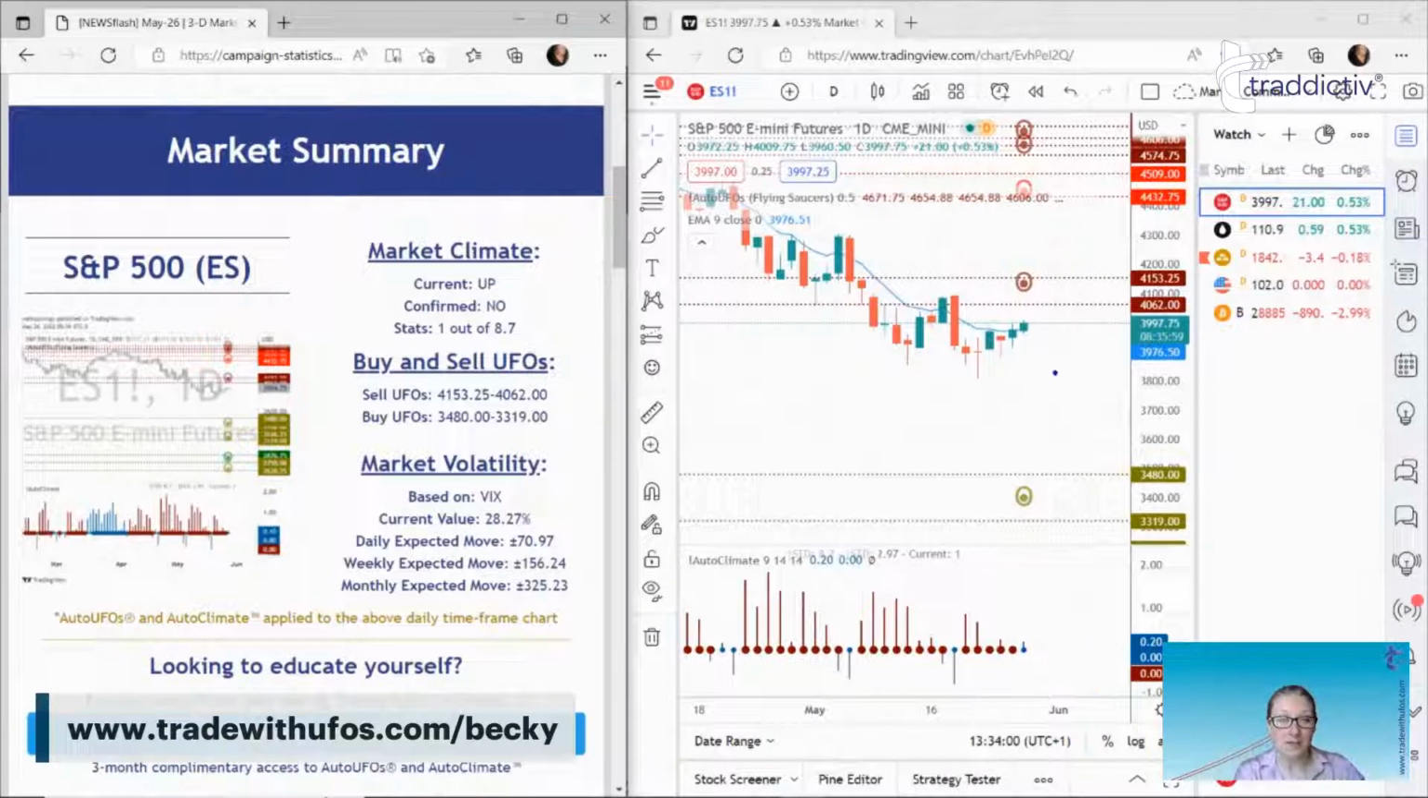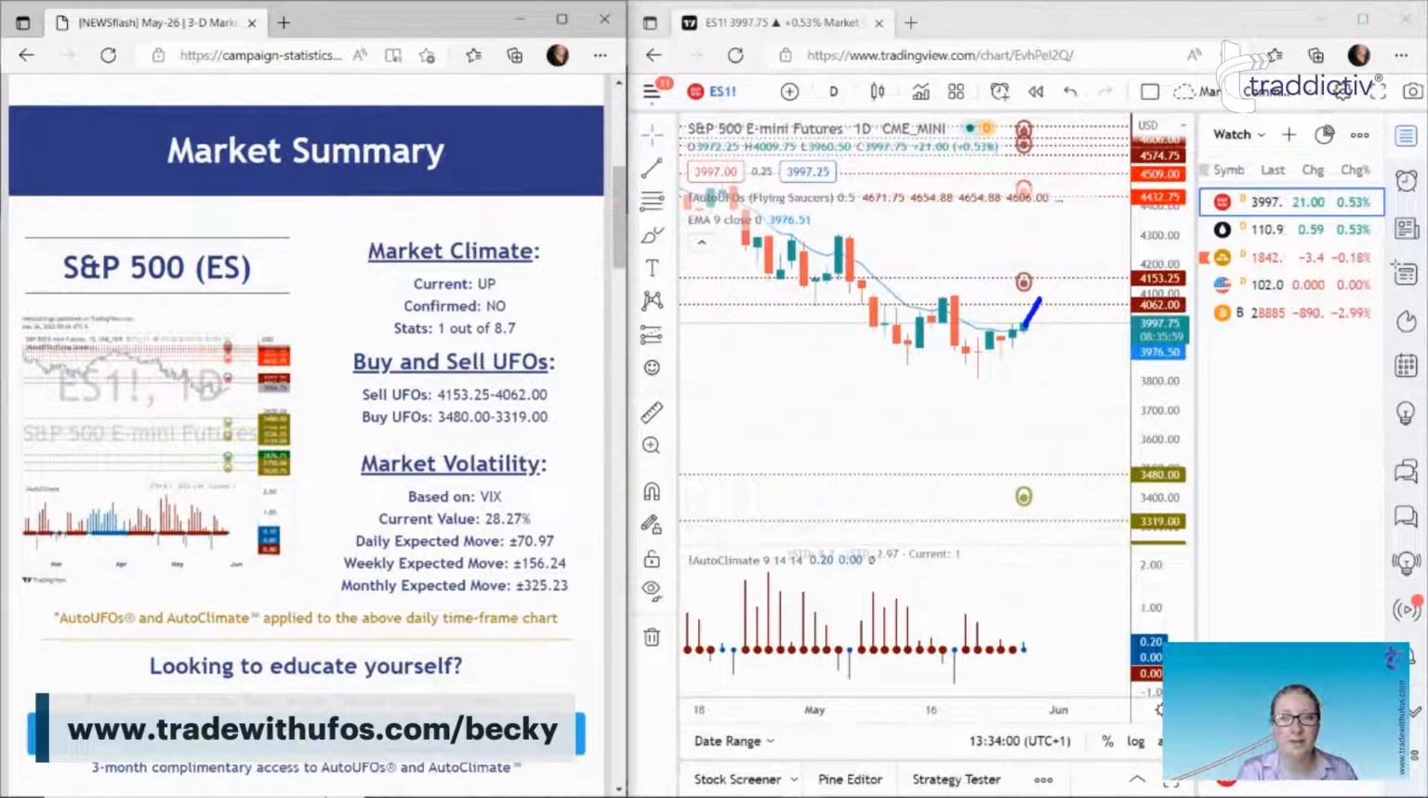Now, we do have sellers close by, those are here, from 4153.25 to 4062. Those are where we have sellers. So if price were to come up here and hit the sellers, we would expect them to push price down. They've already done that before.